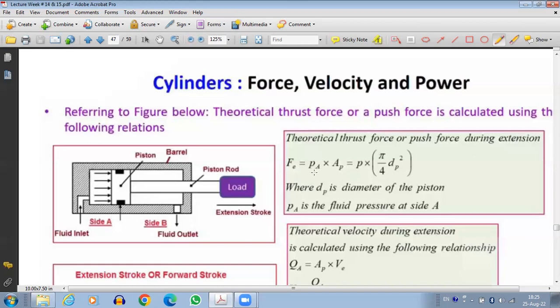So in case of the extension stroke, the theoretical thrust force or push force during extension is basically the pressure on side A multiplied by the piston area. The piston area depends upon the bore diameter, the piston diameter. So that will be P into pi by 4 dP square.